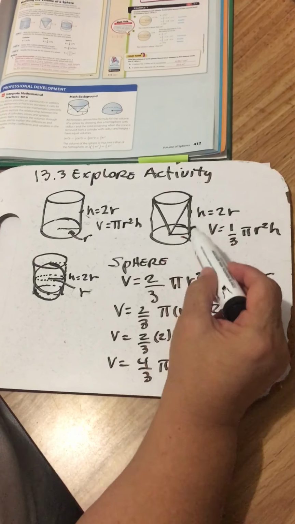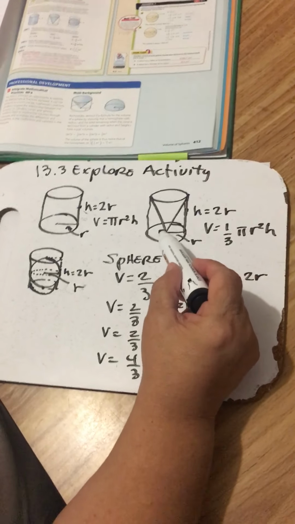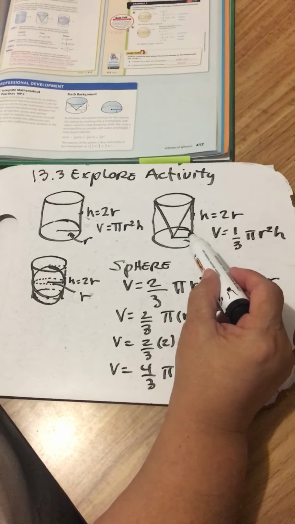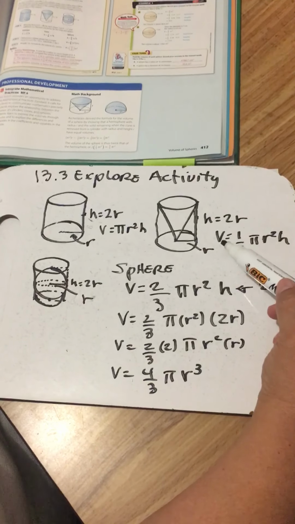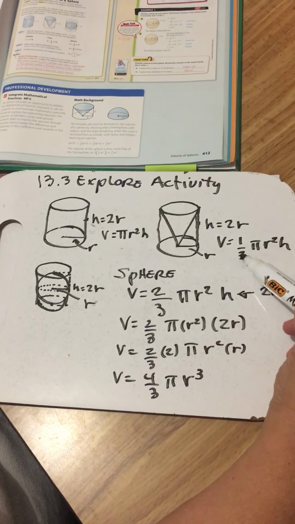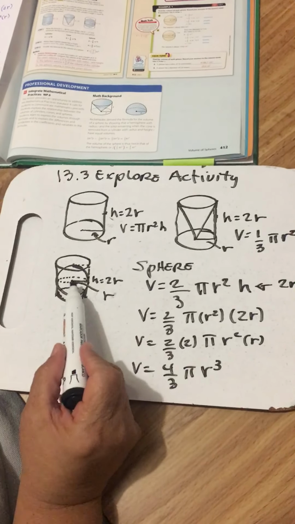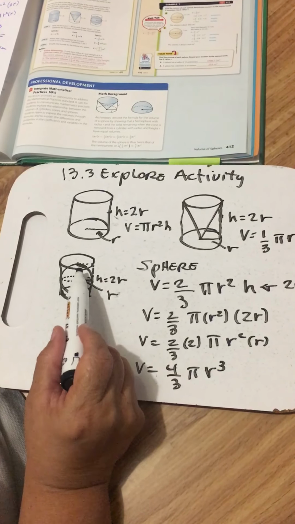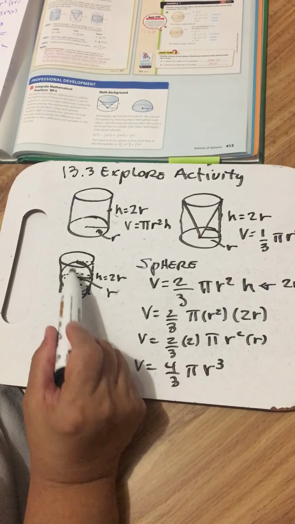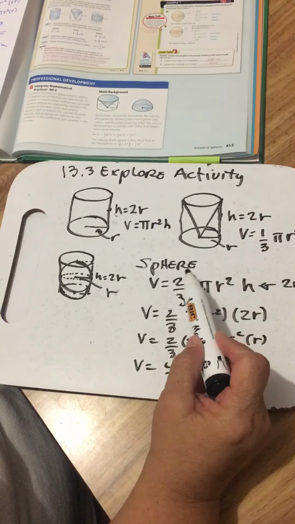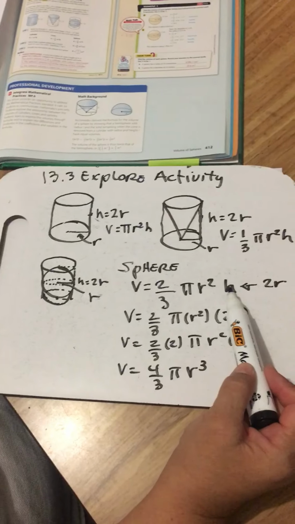Now we have a cone with the same radius. We have the radius of the base and the height is 2 radii. Then the formula is going to be 1/3 of pi r squared h. Now we're going to see if there is a sphere inside the cylinder that has the radius of r and the height of 2r. Now the sphere is equal to 2/3 of pi r squared height.